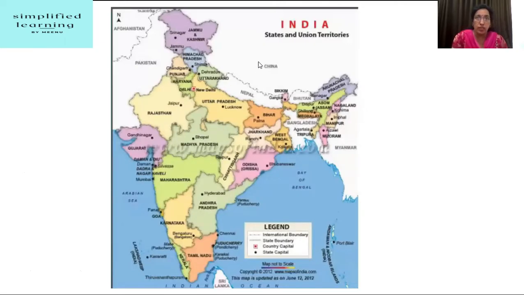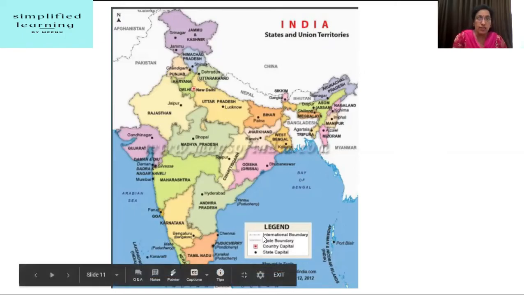Now let's look at this map. So what elements can you see on this map? First, the title of the map: India, states and union territories. So which map is this? This is the political map of India. Clear? Then you can see direction given here. Usually this top is always referred to as north direction.